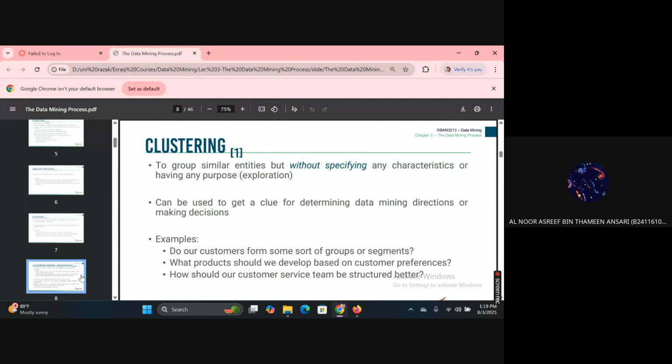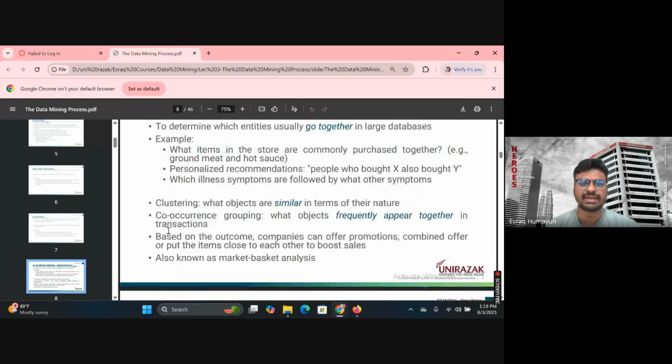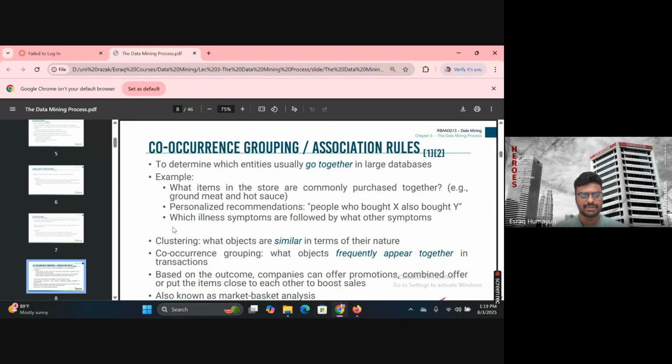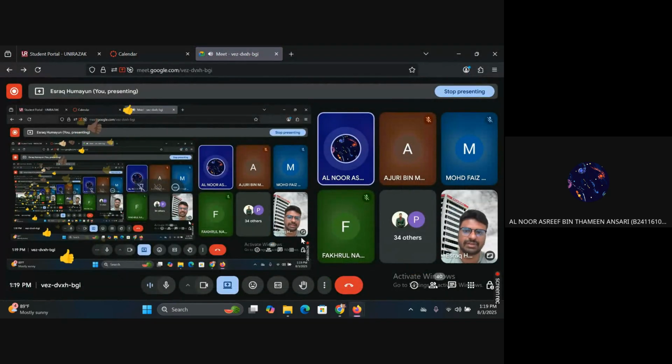Okay. Now, co-occurrence grouping or association rule. Let's not go through this slide, I'm just giving you an example. For example, when the temperature is high, does the sale of Coca-Cola rise or decline? You answer me this. It will definitely increase.